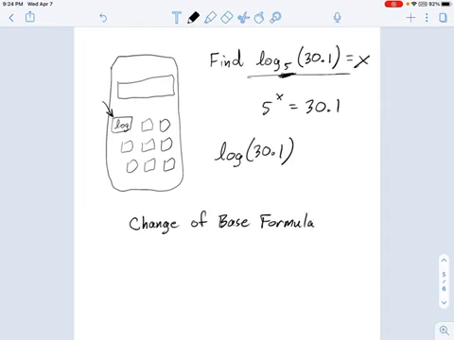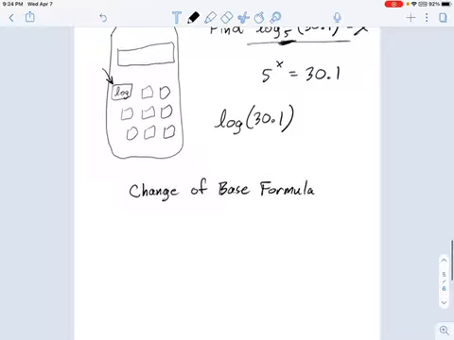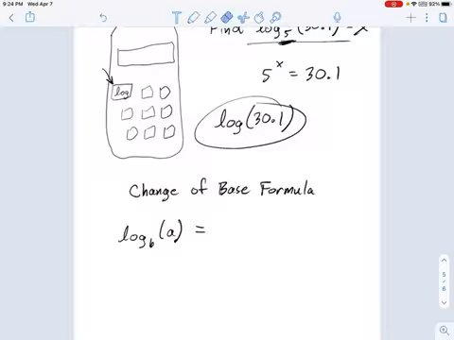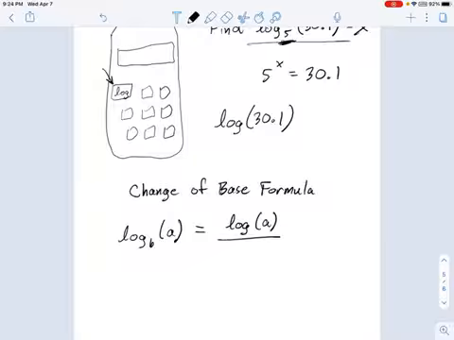The reason it's called the change of base formula is because we're changing the base. We have log base b of some argument a, and here's what the formula is. We need to turn this into something the calculator can work with, and calculators only know about logs. They don't know about log base. So you turn this into the following: log of a, leaving out the base, and then in the denominator you put log of the base as the argument.